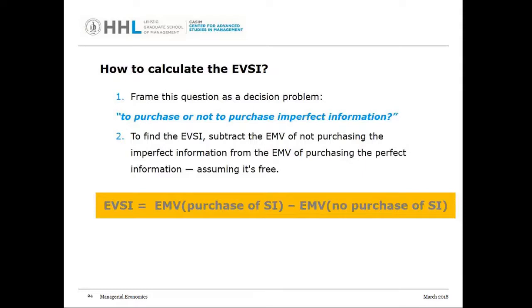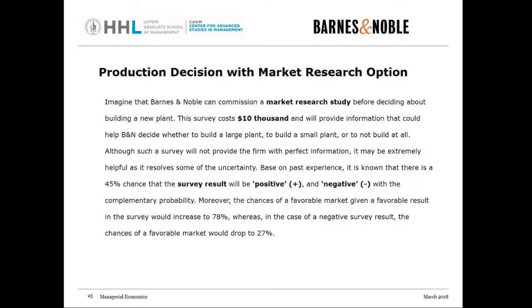And before discussing, I just go to the case of Barnes & Noble. We expand the case, and now we have the production decision, including a market research option. Barnes & Noble could run a research project. It costs $10,000, but the research project will not really say the market is favorable or won't be favorable. What it does, it will provide two answers. We simplify it, but we say the outcome could be either positive or negative.